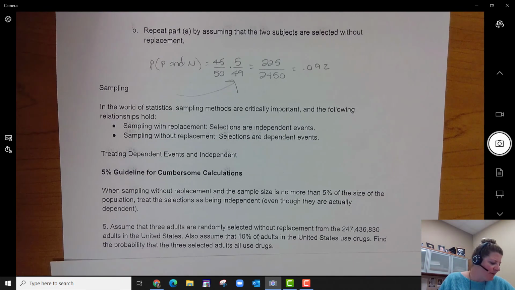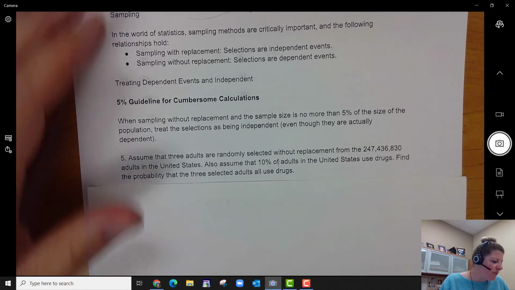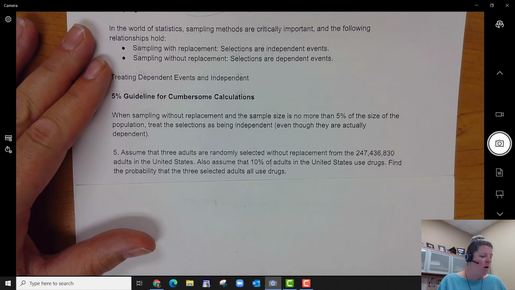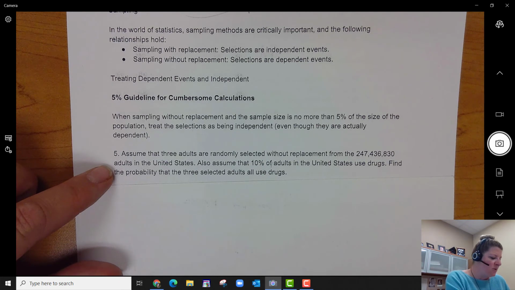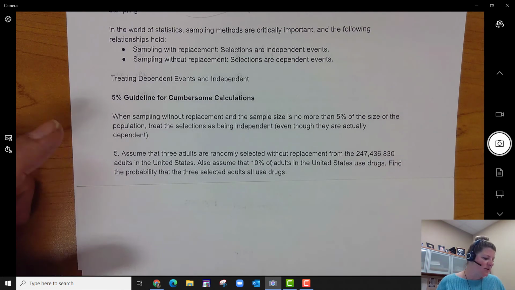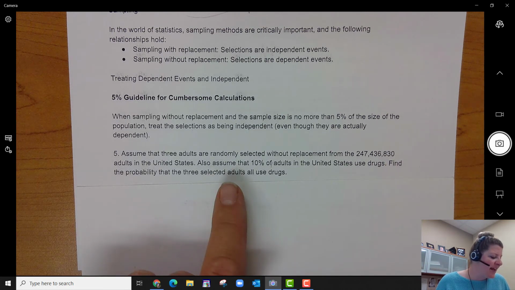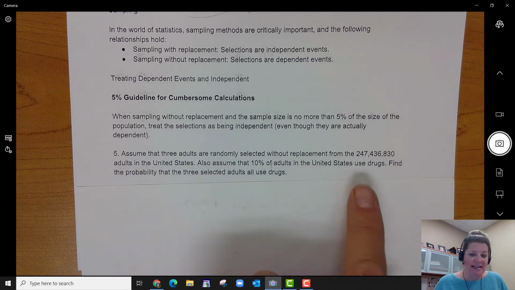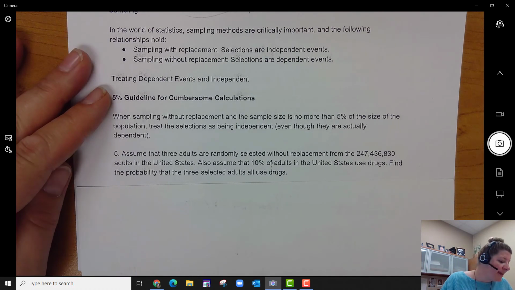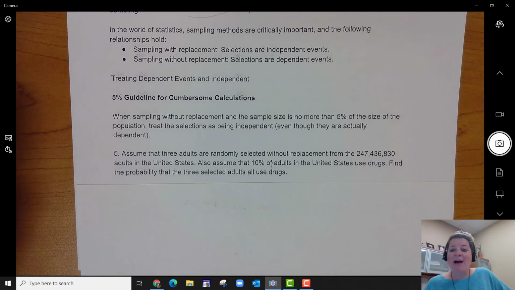So here's my example of that. Assuming that 3 adults are randomly selected without replacement from all these people, right? 247,436,830 adults. Also assume 10% of the adults in the United States use drugs. Find the probability that 3 people selected all use drugs. So we are picking, what was it, 3 people out of all this.